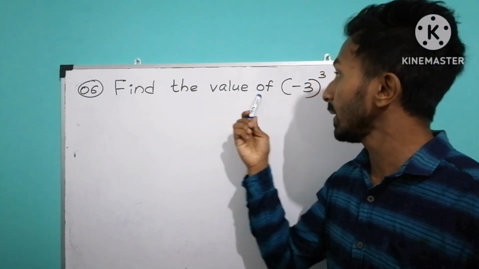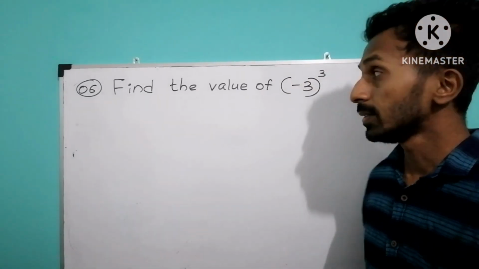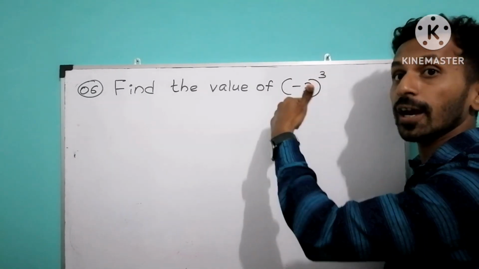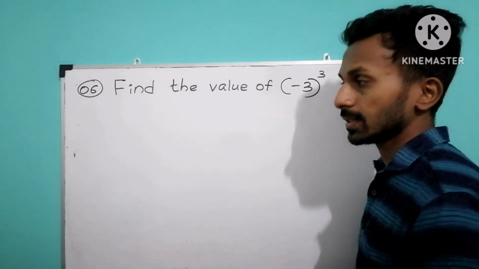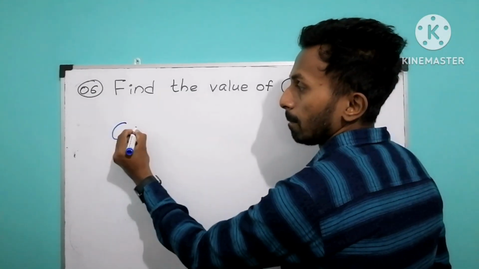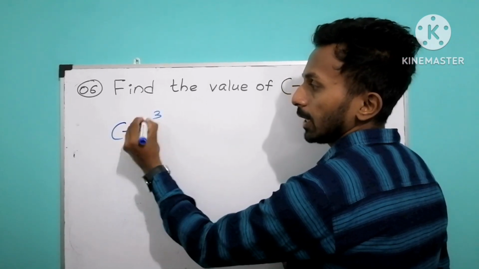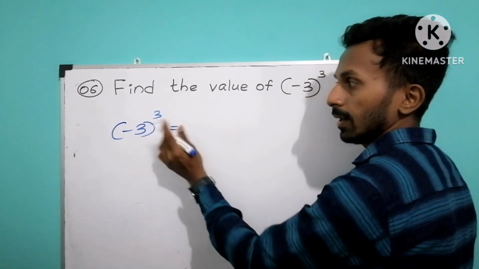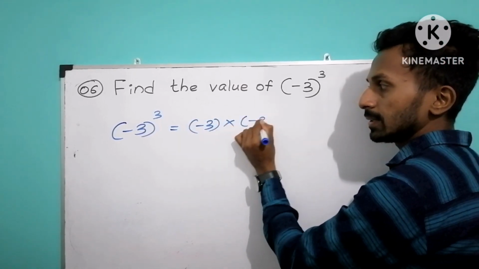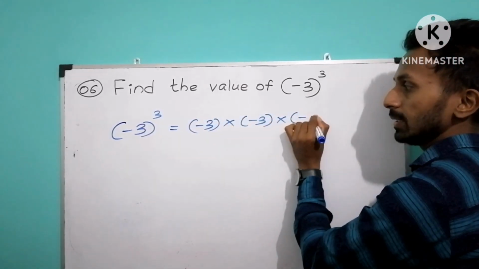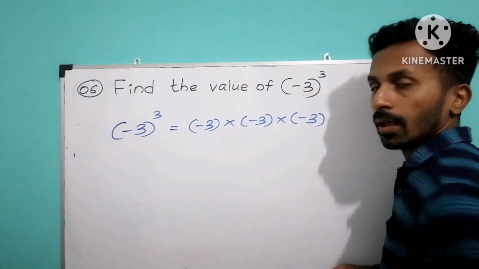Find the value of -3 to the power 3. This is the index form. I am going to express this as a product. How? -3 to the power 3 we can write as -3 into -3 into -3, 3 times.